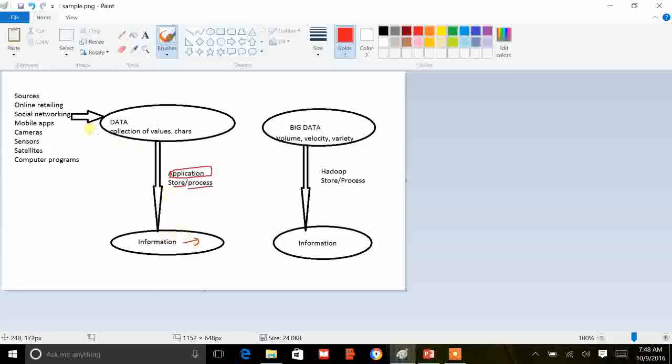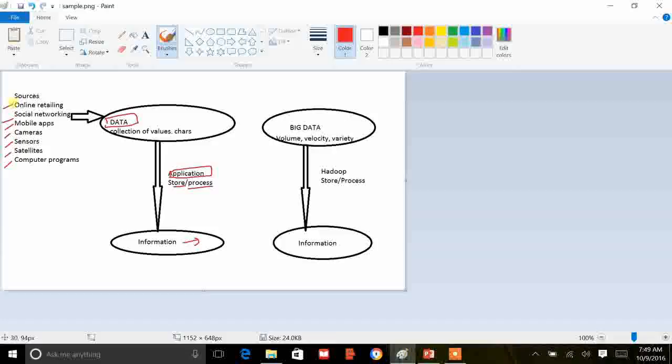What are the different sources from which we are getting this data? The different sources I have listed here: online retailing, social networking, mobile applications, cameras, sensors, satellites, computer programs, and a lot of other sources also. If you look at these sources, they are really changing with time. If you go back 10-15 years, we had sources in the form of files or in the form of RDBMS.